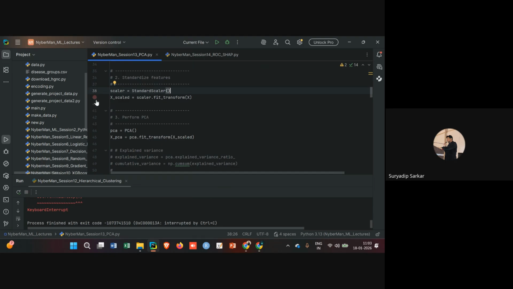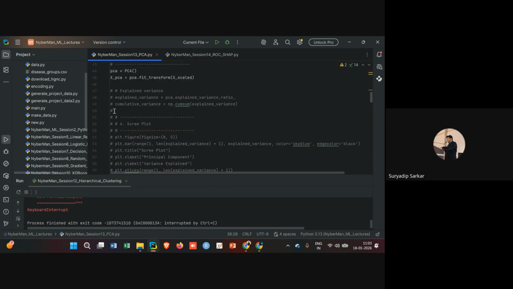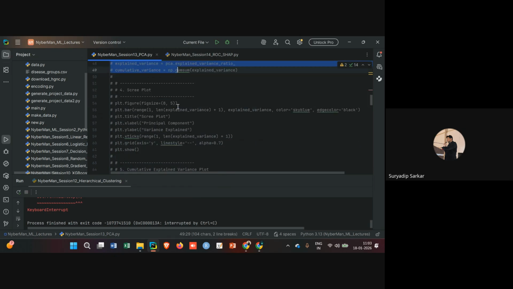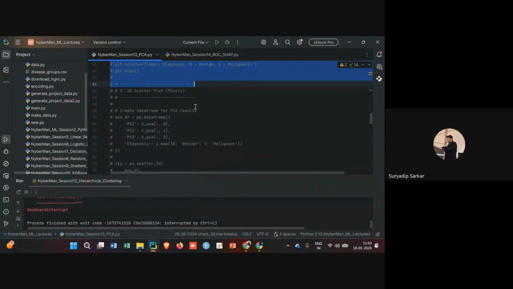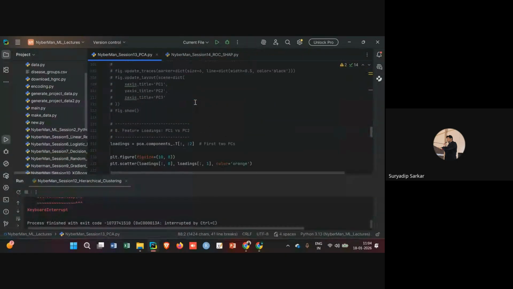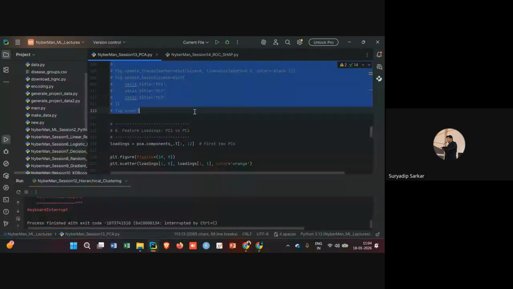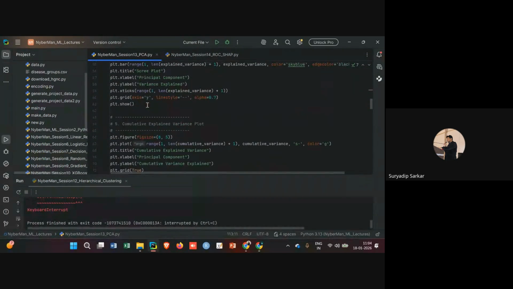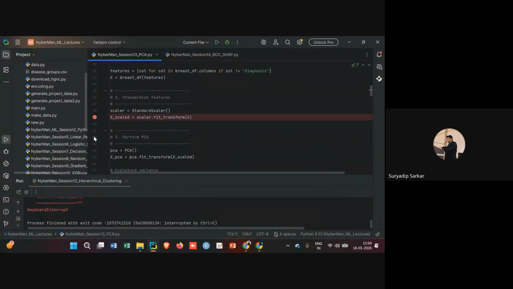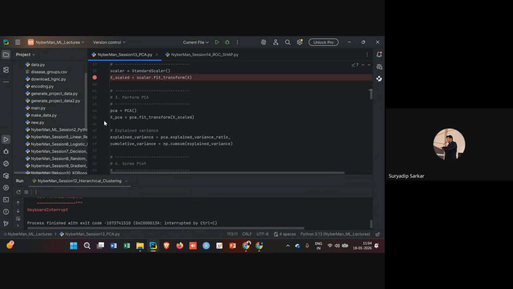Let me go ahead and put a breakpoint here. First, before I do that, let me uncomment all of these. You guys also go ahead and uncomment all of this. This will help us do a little bit of the visualizations. Now, this is where we will get to do the PCA.